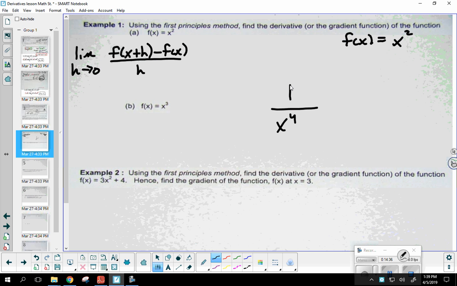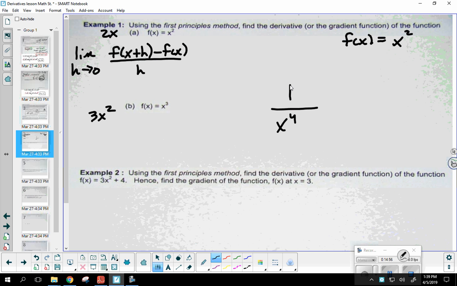Now, is anybody seeing what she said? The derivative, the answer we should be getting on A is 2x. She said the derivative of x cubed is 3x squared. Anybody think they know what she's doing?